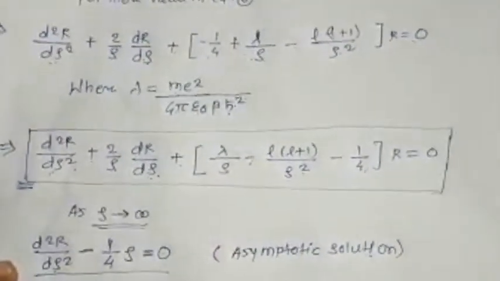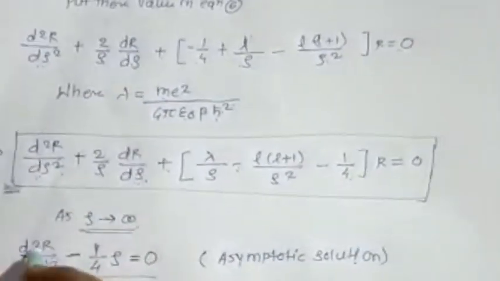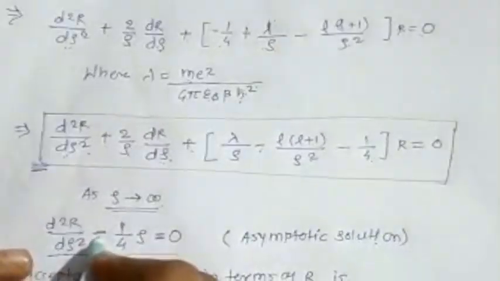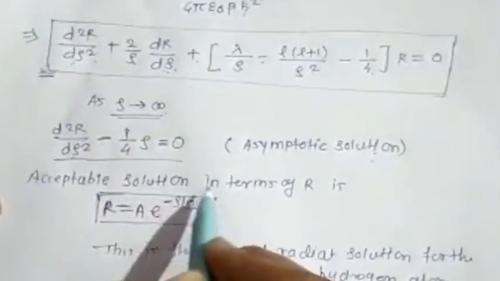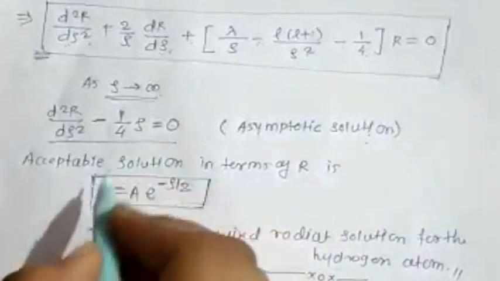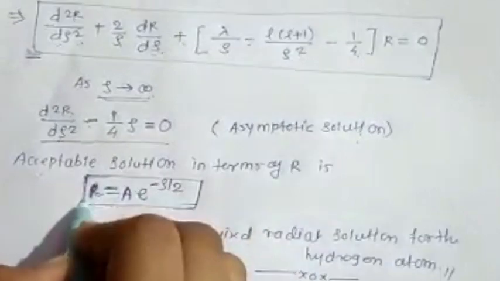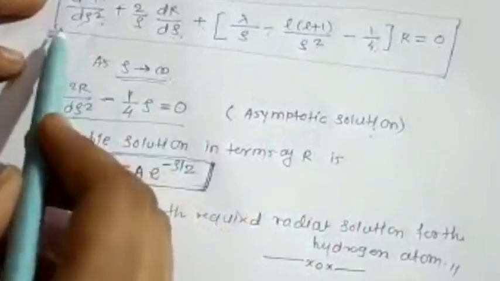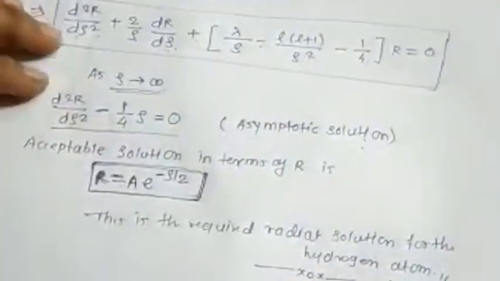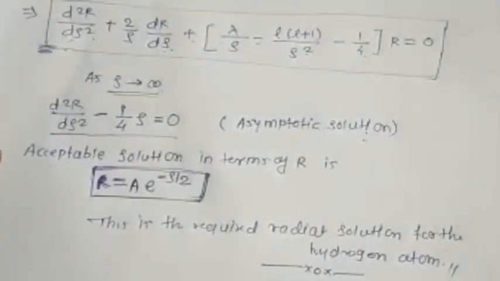As rho is tending to infinity, then the equation will look like d2r divided by d rho square minus 1 by 4 R is equals to 0. This is what we call the asymptotic solution. Now in terms of the acceptable solution, in terms of the r coordinate, we can write it as R is equals to A e to the power minus rho divided by 2. This is in terms of the exponential form. We have the required radial solution for the hydrogen atom is this. So this is the required equation for the hydrogen atom.